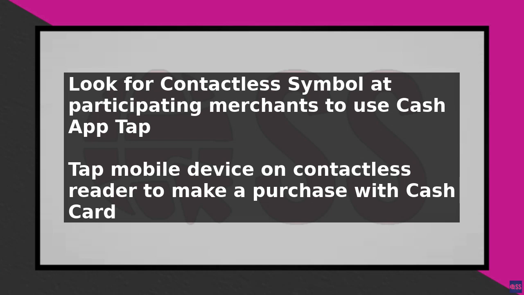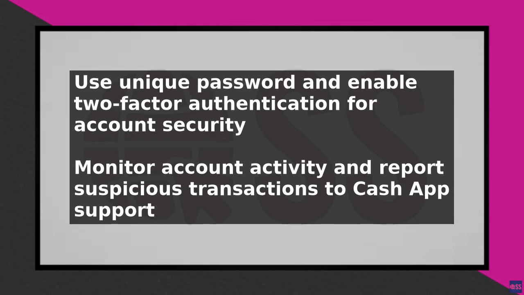In addition to making purchases, you can also use Cash App Tap to send and receive money with friends and family. To send money, go to the Send tab and enter the recipient's email address, phone number, or $hashtag. Then select the amount you want to send and confirm the transaction. To receive money, provide the sender with your $hashtag or have them send money to your phone number or email address associated with your Cash App account.